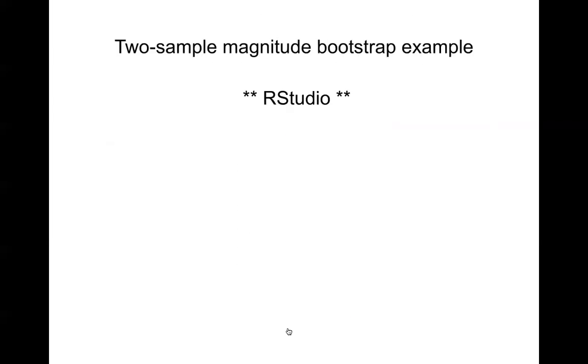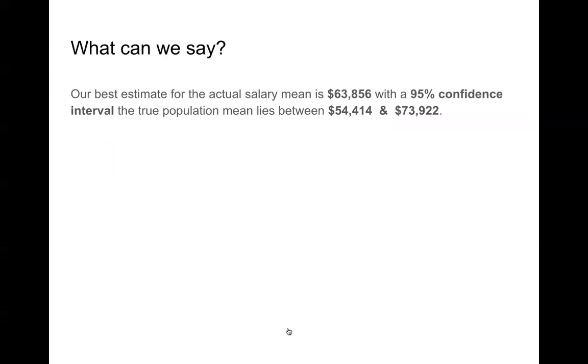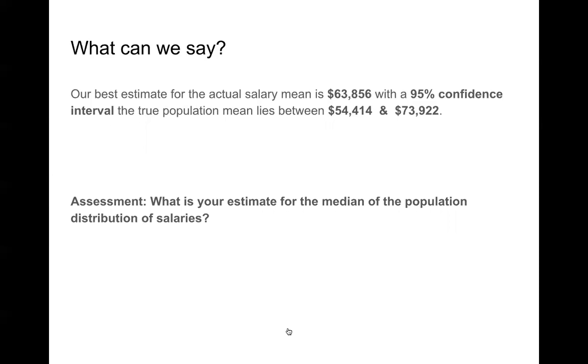Sure. So we did our example. Now this is our conclusion, and I want to do an assessment. I want you to take this code and give me your best estimate for the median of the population distribution of salaries. So this is quick. Don't overthink it. This should take a minute. Take your code. I'm going to give you 2 minutes, and you're going to tell me what you think the median is with confidence intervals.